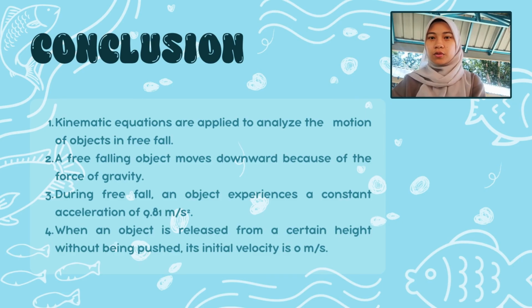So, for the conclusion, firstly, kinematic equations are applied to analyze the motion of objects in free fall. Second, a free-falling object moves downward because of the force of gravity. Next, during free fall, an object experiences a constant acceleration of 9.81 m over s power of 2. Finally, when an object is released from a certain height without being pushed, its initial velocity is 0 m over s. That's all from us.